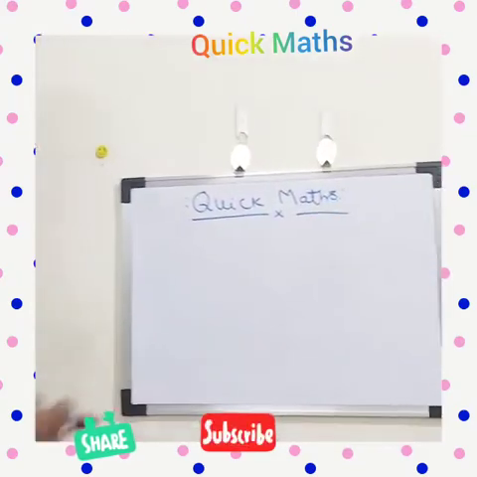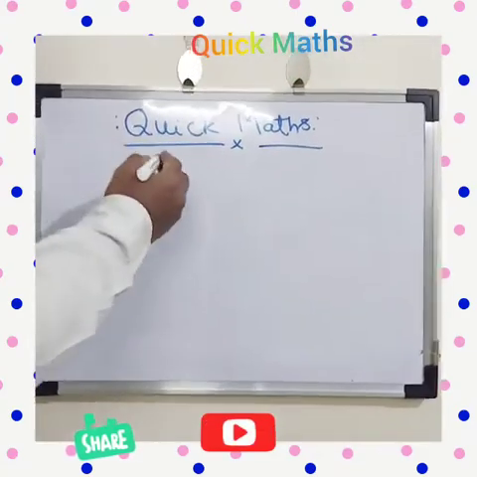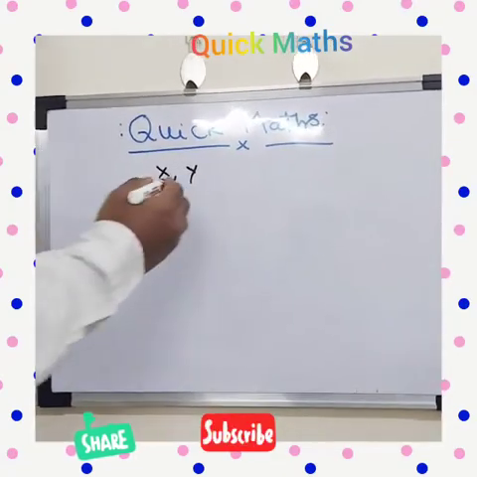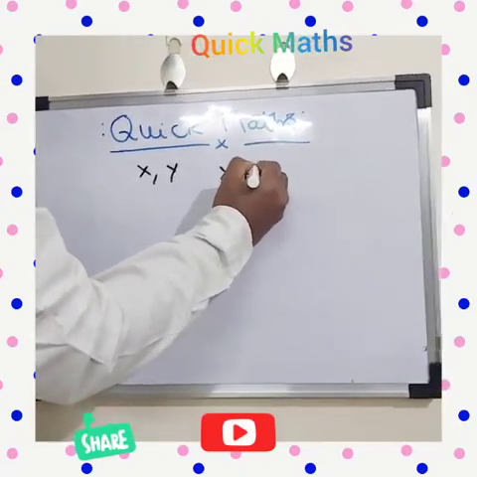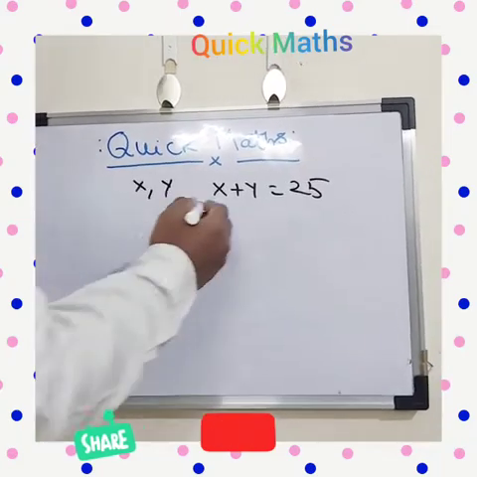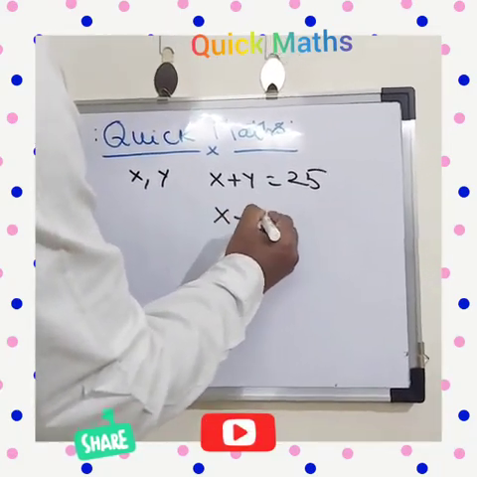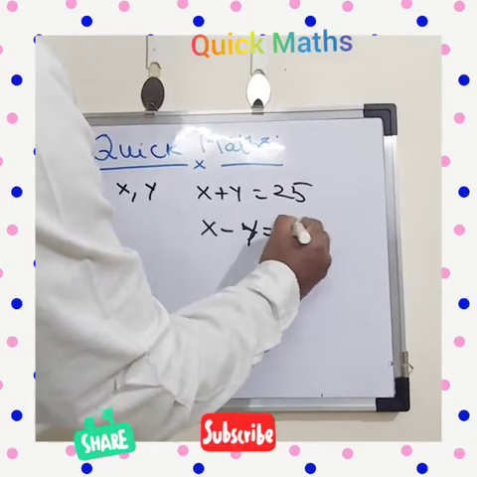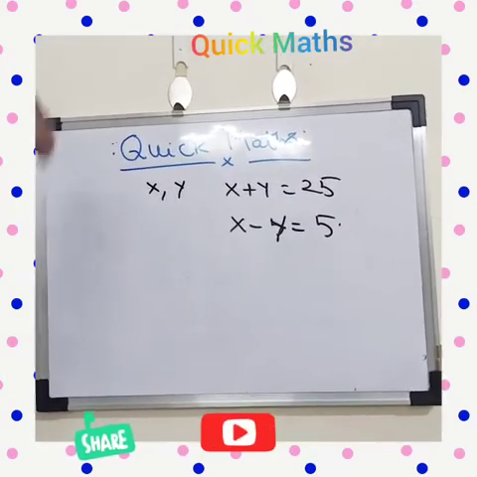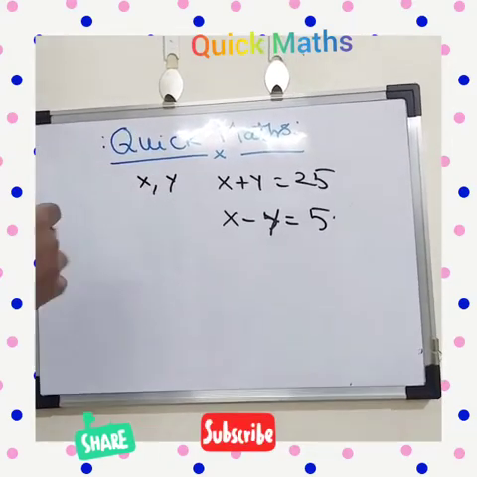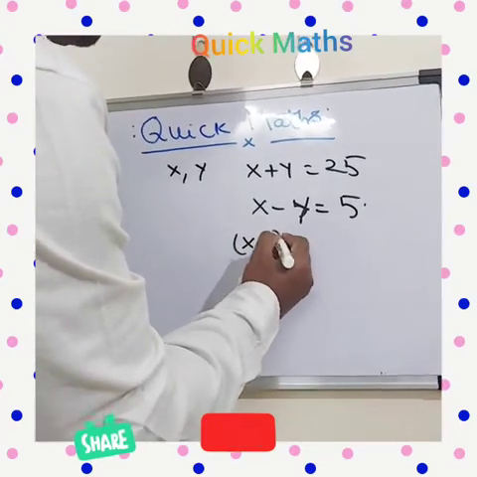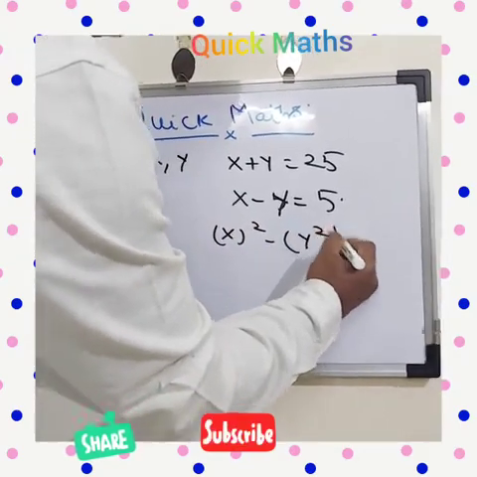There are two numbers, called x and y. Their sum is 25, but their difference is 5. Then what is the difference between their squares? The squares of the numbers means x square minus y square. This number you have to find.